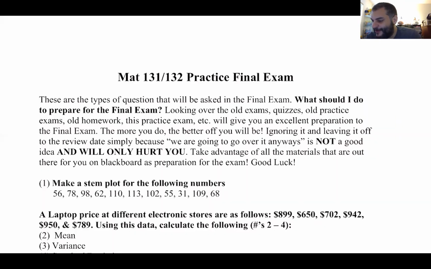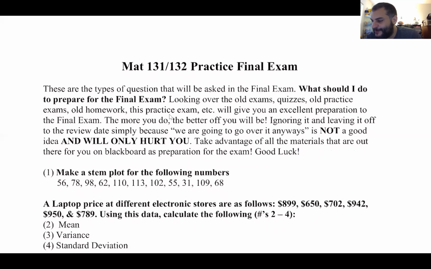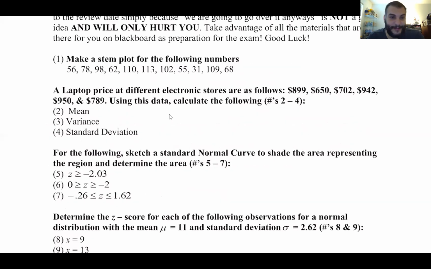So let me just share my notes. So problem number 5. All right, so let's do question number 5. So this is question number 5.